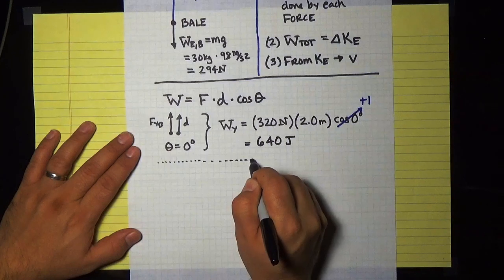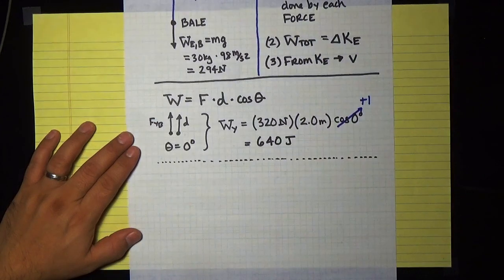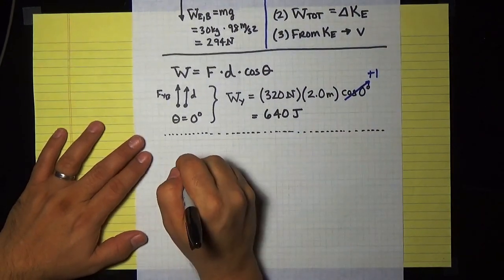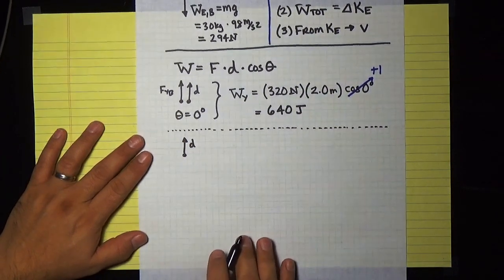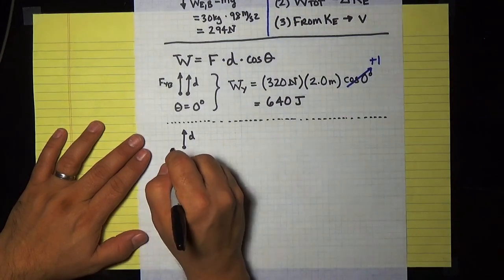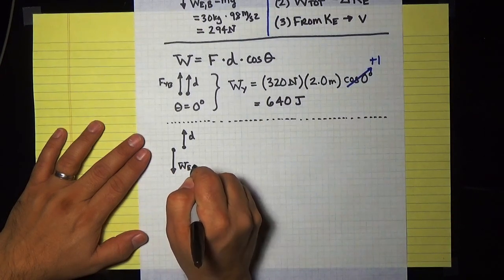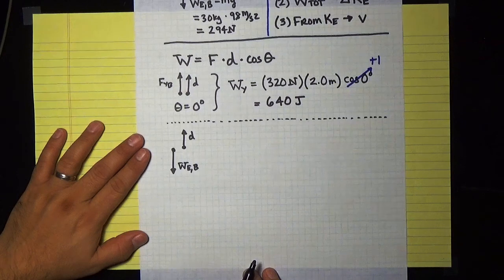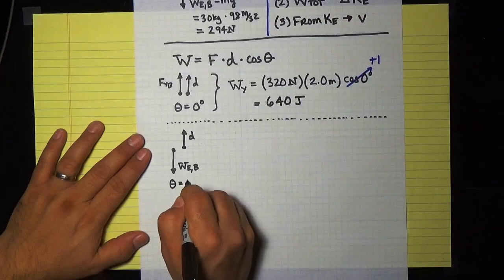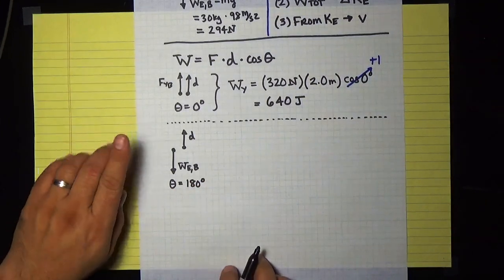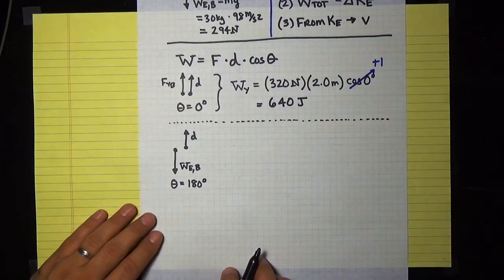Okay? So now I can do this exact same thing, and I can ask, how much work does gravity do while I'm bucking the bale? So in this case, the displacement is still upward, that 2 meters that the bale got lifted during the buck, but the force due to gravity, the weight of the earth on the bale pulling down, is in the opposite direction. And so in this case, theta is 180 degrees. The angle between the direction the force points and the direction that the displacement points is 180 degrees.